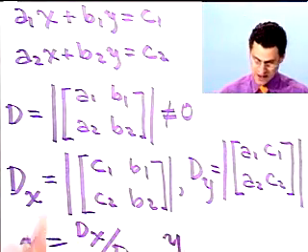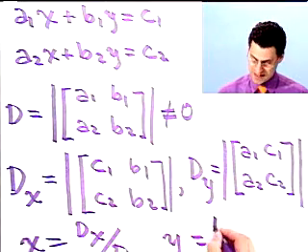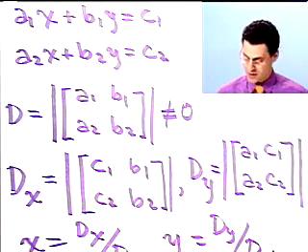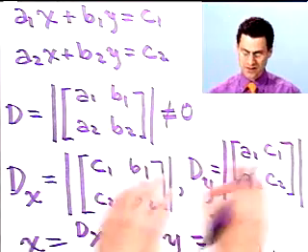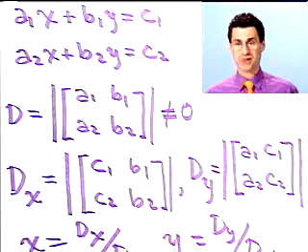If you want to find out what y equals to this whole system, you just take dy and divide it by d. Isn't that amazing? So all you have to do is compute 3 little determinants, and you get the answer. No more substituting and elimination of variables. It's real easy now.